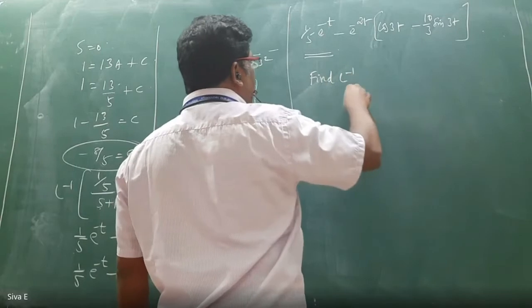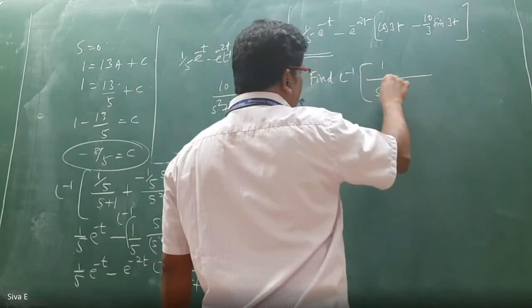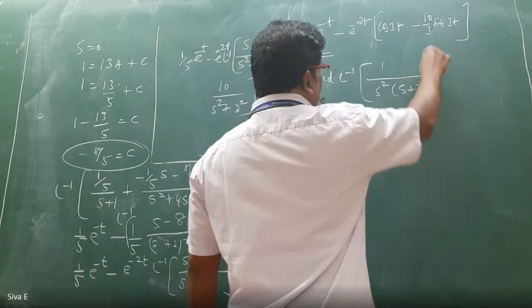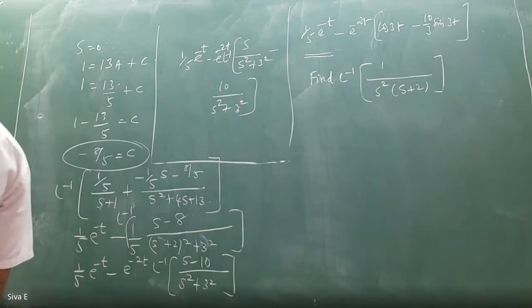Find L inverse of 1 by s square into s plus 2. L inverse of 1 by s square into s plus 2.